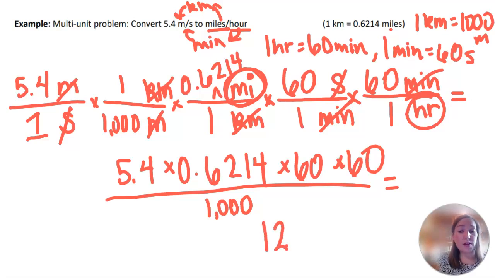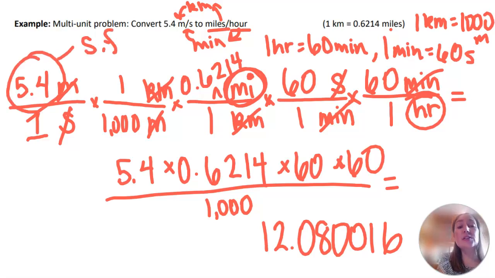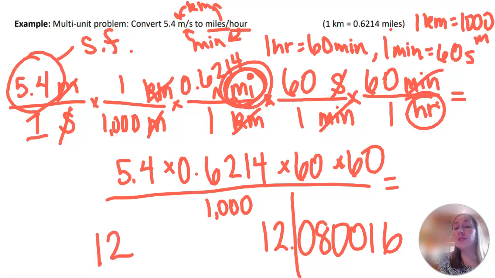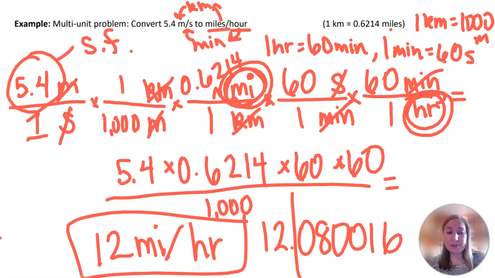I got 12.080016. Do you think I should put all of that though, honestly? Honestly, probably not, right? My 2 significant figures here determine that I should only have 2 in my answer. So my answer should be 12, and it better have these important units we worked so hard on, miles per hour. Whew, that was a fun one.